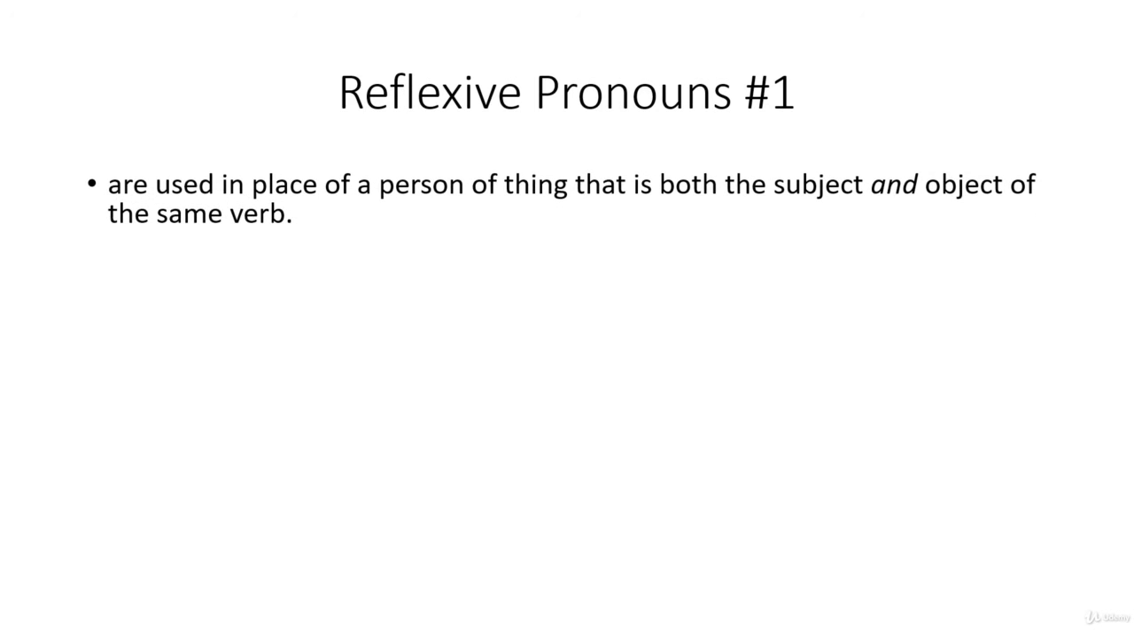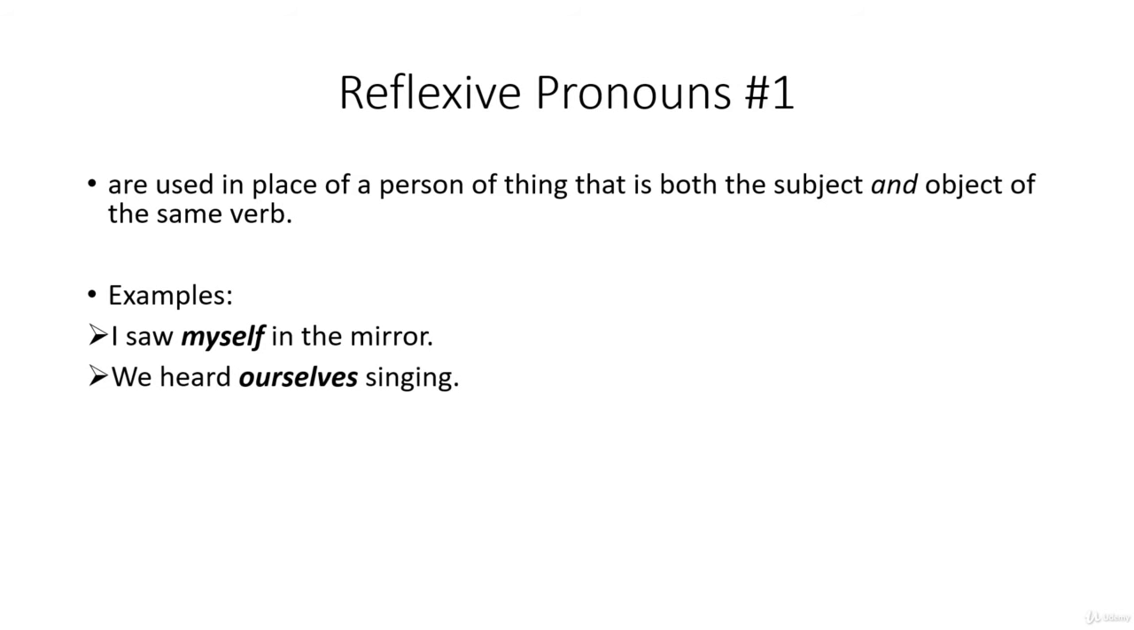Reflexive pronouns. These are used in place of a person or a thing that is both the subject and object of the same verb. I think we need some examples to show what we mean. I saw myself in the mirror. We heard ourselves singing.